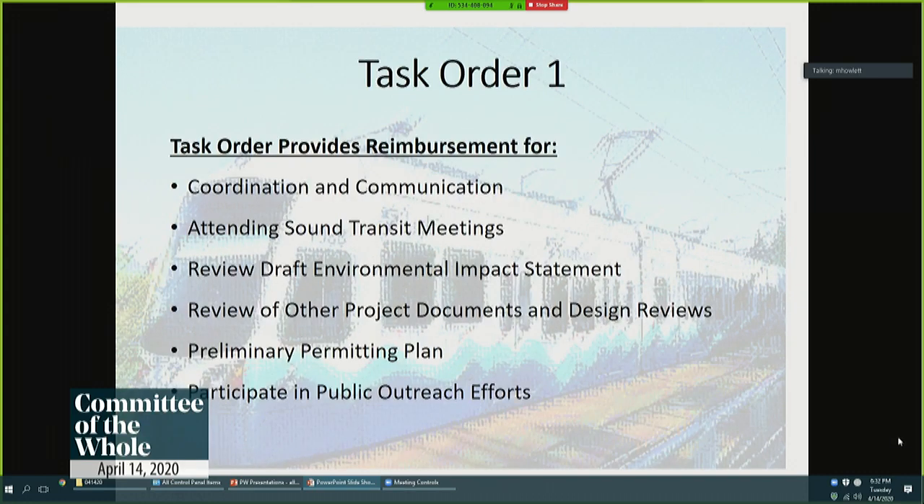So task order 1, the second agreement that is before you tonight, which is on page 91 of your packet, is task order 1. And what task order 1 basically is, it's a mechanism for Sound Transit to reimburse us for up to $251,486 for what you see there: reimbursement for coordinating and communicating with them, reimbursement for attending the meetings, as well as reviewing the draft environmental impact statement and other documents associated with their plans for the Midway landfill site and the other sites as well. And also setting up a preliminary permitting plan and then participating in public outreach efforts.